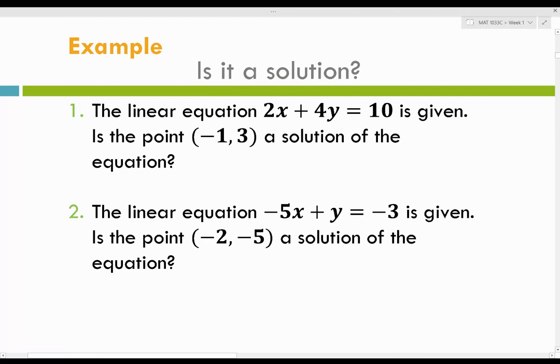The next thing we're going to want to know is that they may give us a point, and they may ask us, does this point, this ordered pair, represent a solution to this equation? Well, if it's a solution, that means that when we plug those values in for x and y into the equation, it should make our equation true. So we want to ask ourselves, does our ordered pair make our equation true?